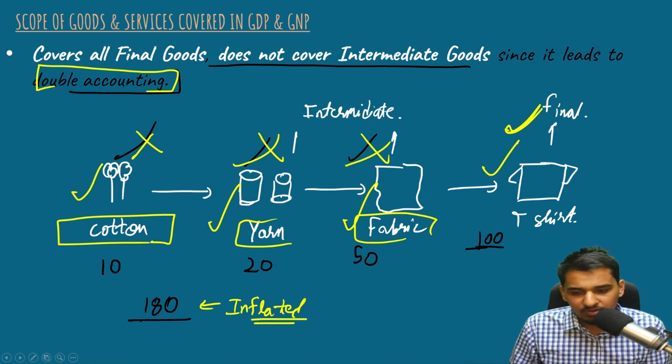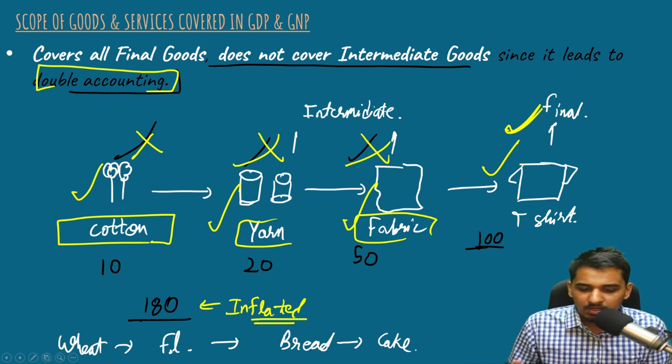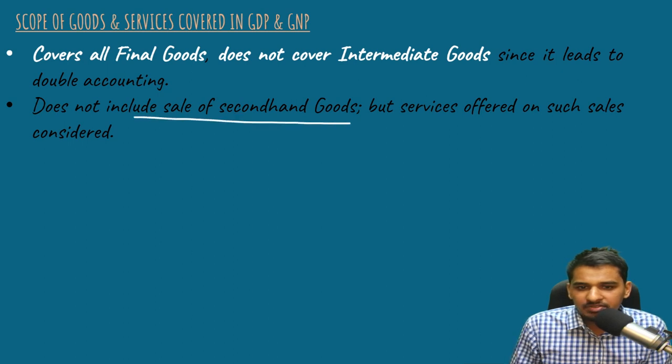Similarly, you can see it for wheat also. Suppose for wheat, then there's flour. So flour is made and then there's bread. Like this. And if from this bread someone makes cake, so another thing. That is why double accounting can occur, because this wheat price you will account in these three areas also. It also does not include the sale of second hand goods.